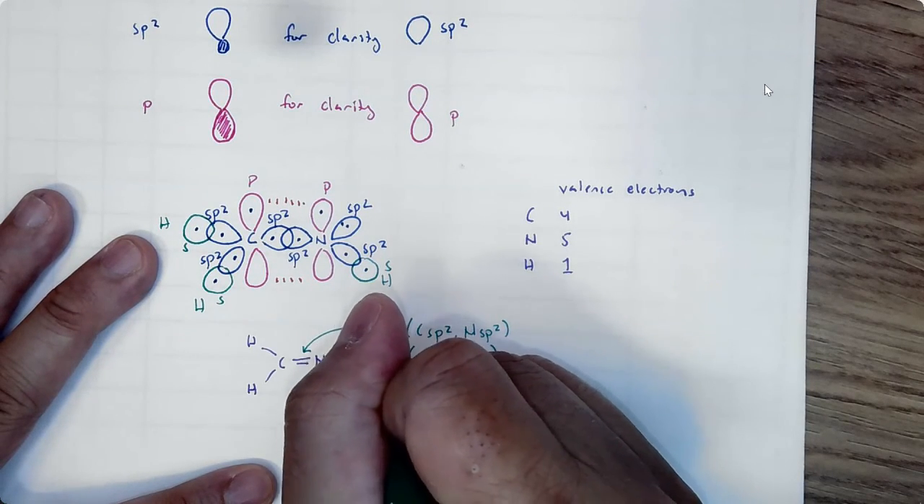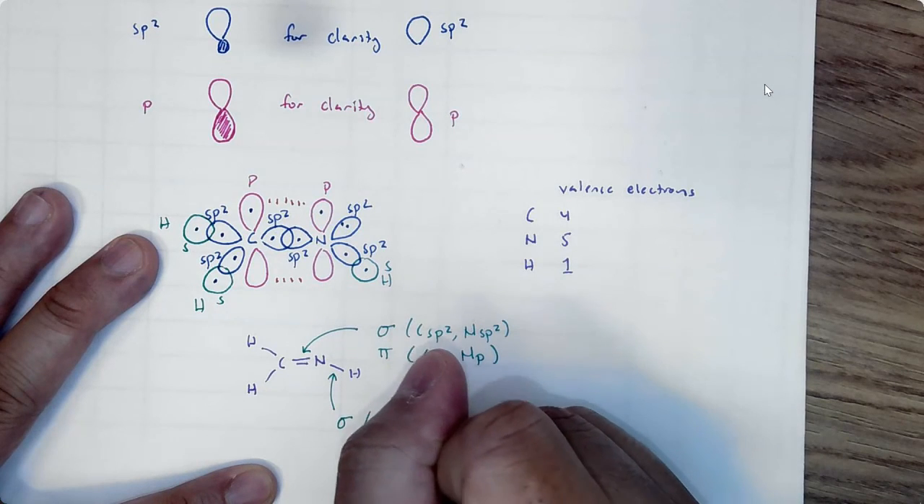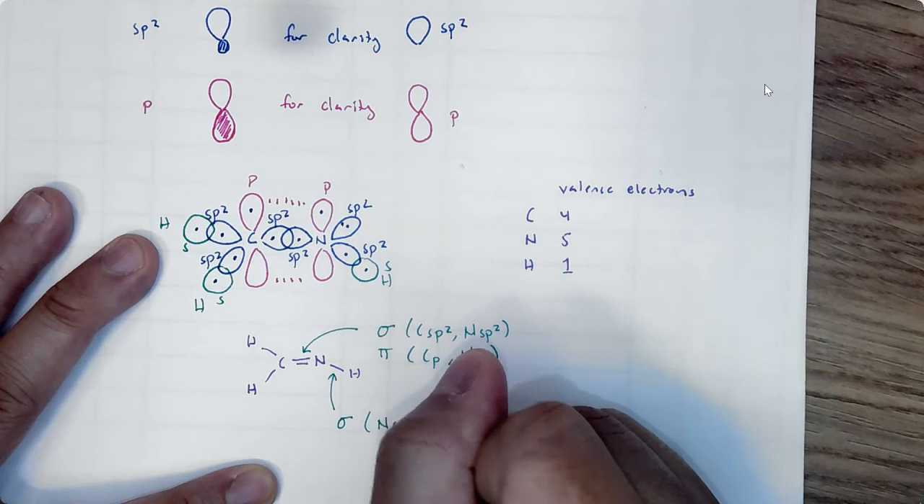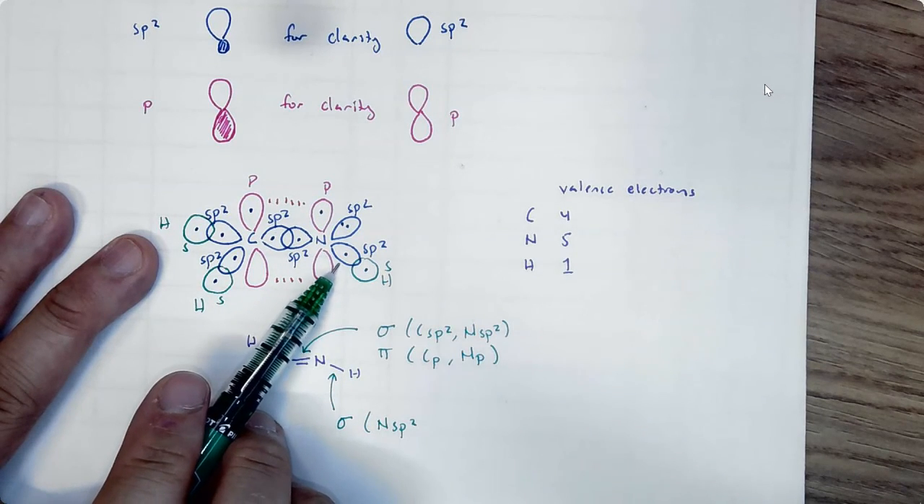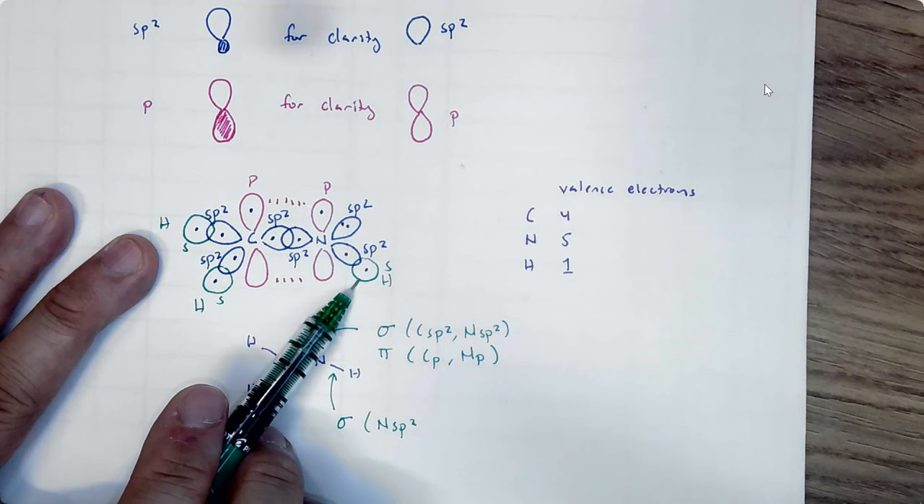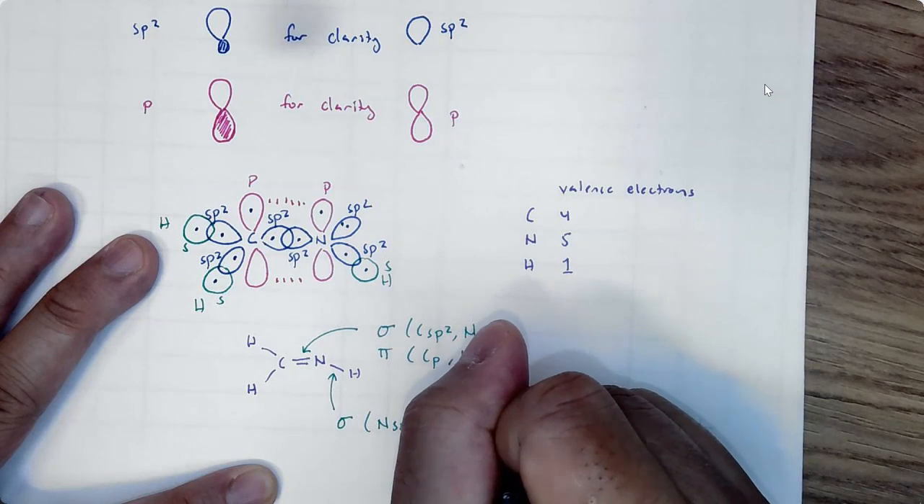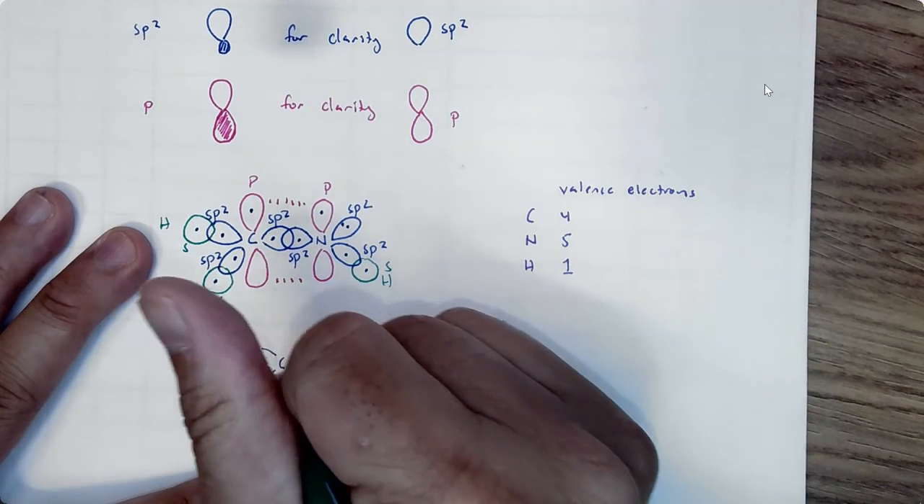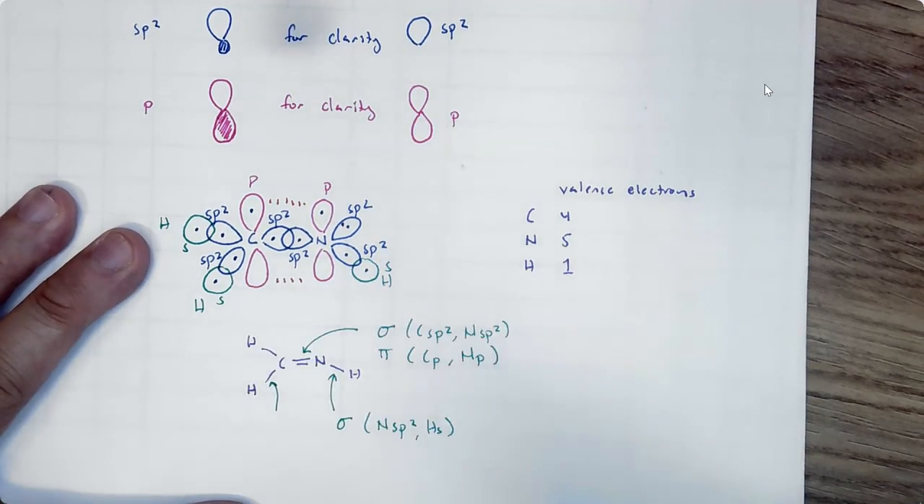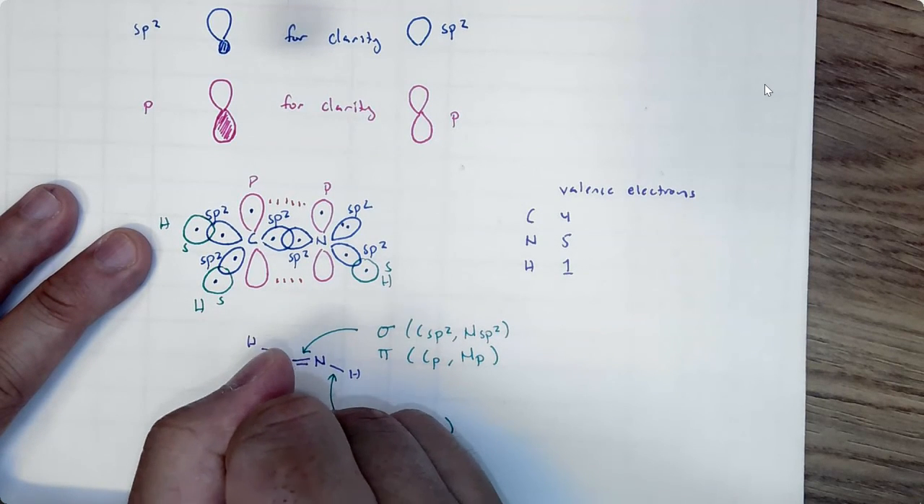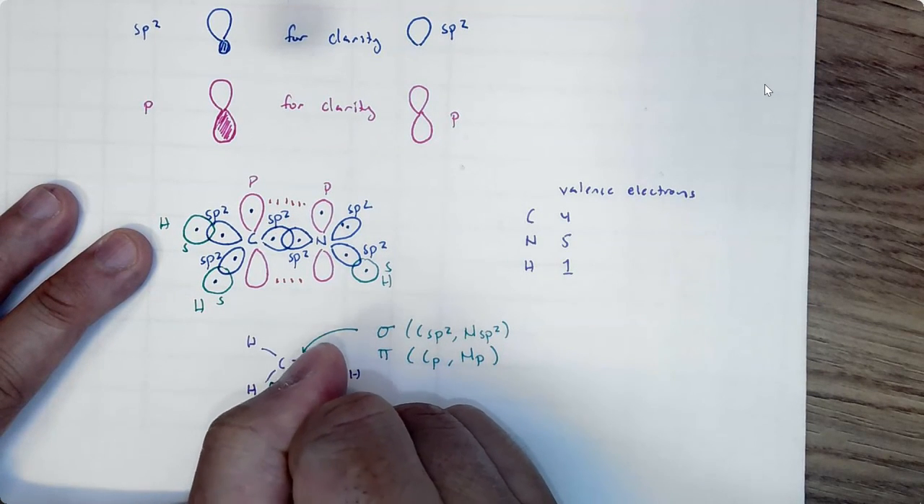Let's do this one as well. Sigma N sp2 for this teardrop, and hydrogen s. Just for completeness, let's do this one here. Sigma carbon sp2 hydrogen s.